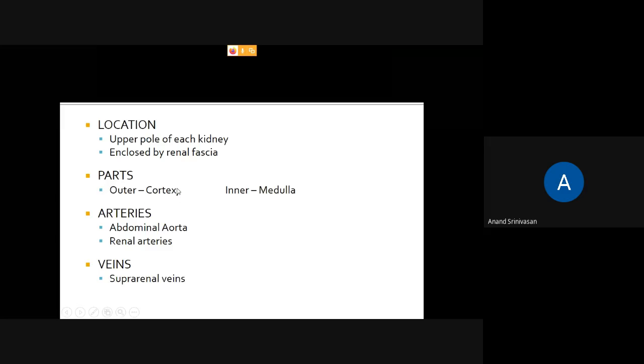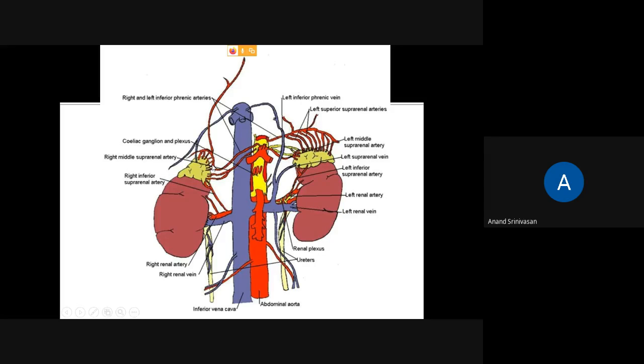It has an outer part called the cortex and an inner part called the medulla. Outer cortex and inner medulla. The arteries which supply the adrenal gland come from the abdominal aorta and renal arteries. Here you can see the suprarenal arteries, also called adrenal arteries. They mainly arise from the aorta as well as from the renal arteries.